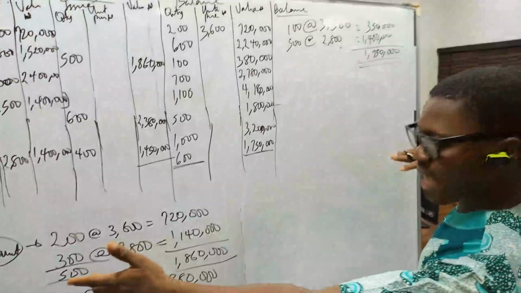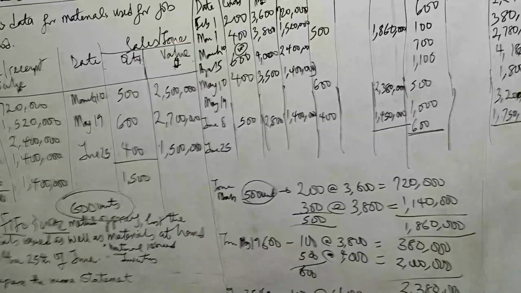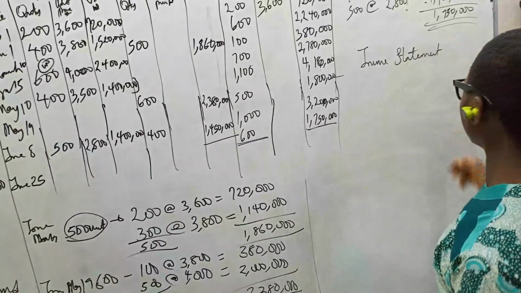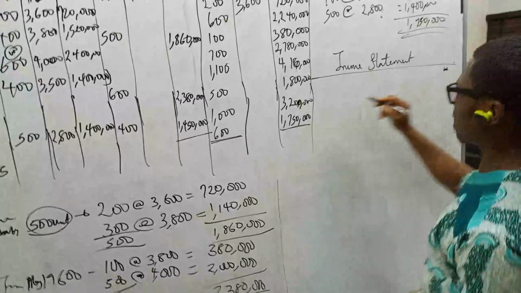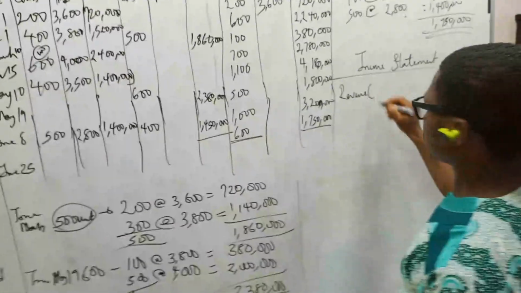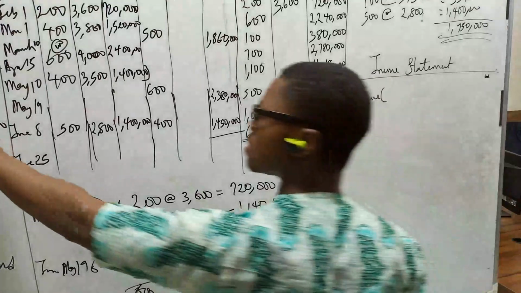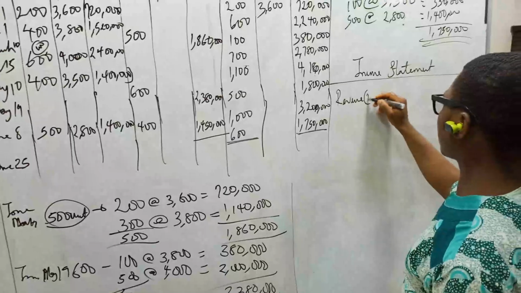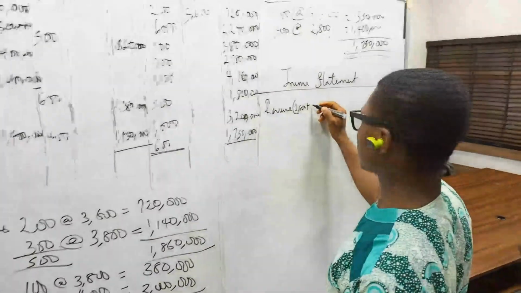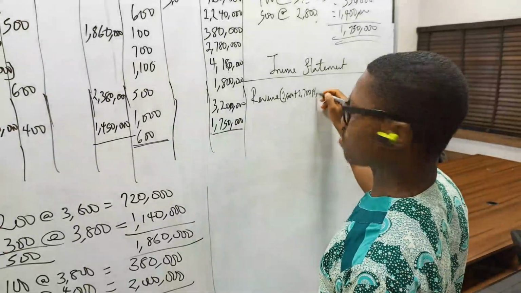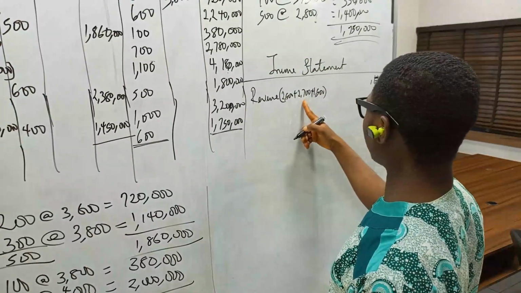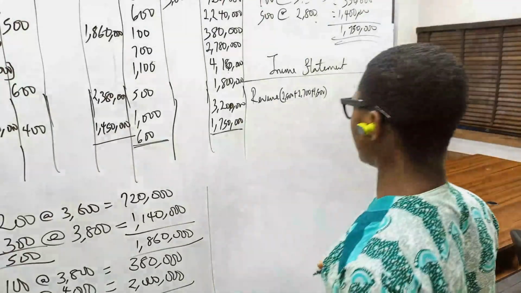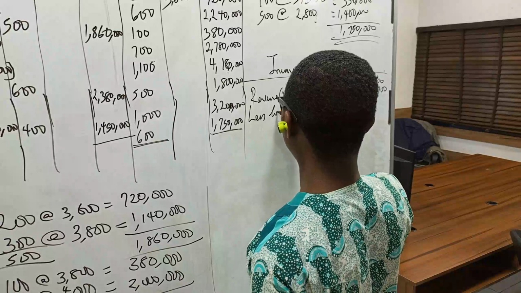So the question is asking us to prepare the income statement. Okay, so I have my income statement. I have my revenue. My revenue here is the total value of this to the nearest thousand. So I have 2,500 plus 2,700 plus 1,500. 2.5 plus 2.7 will give us 5.2. 5.2 plus 1.5 will give us 6.7. The next thing is to less our cost of goods sold.